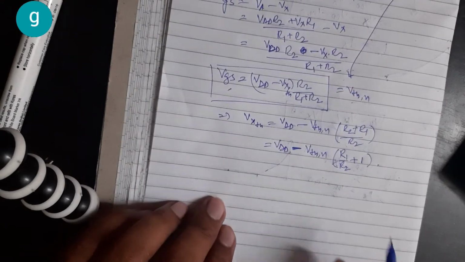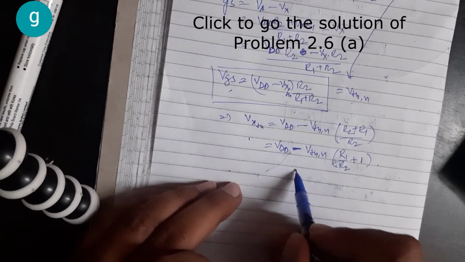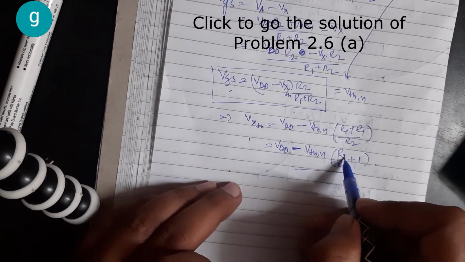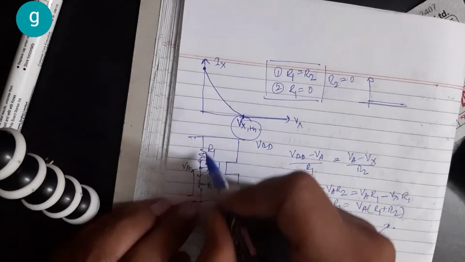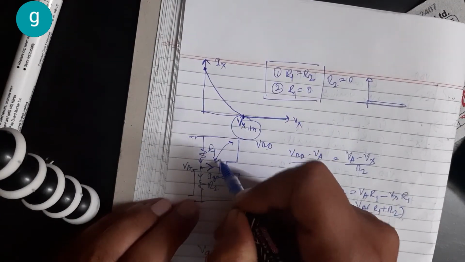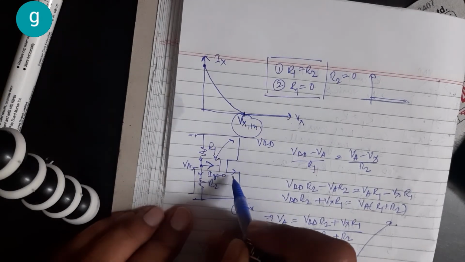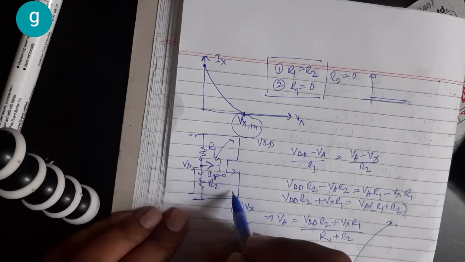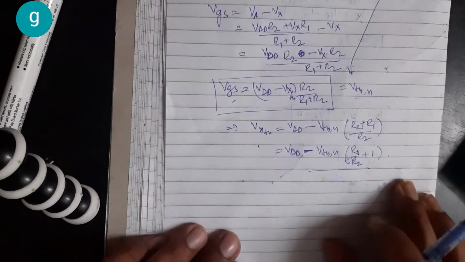So now you must remember from the previous part, this value had R2 in the numerator and R1 in the denominator, because in that case VGS was this voltage, because it was a PMOS here. In this part, this is an NMOS, so VGS is this one, so this voltage has R1 in the numerator.